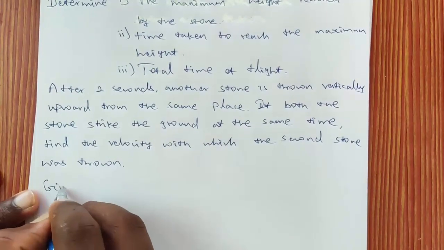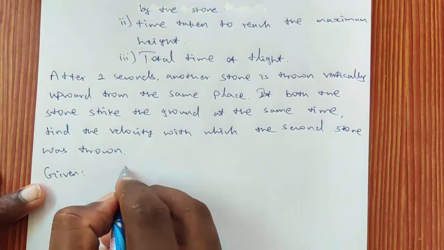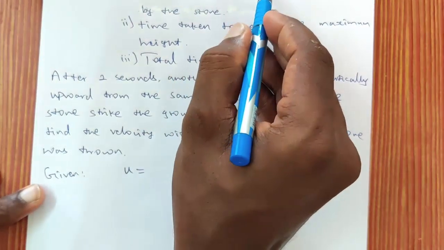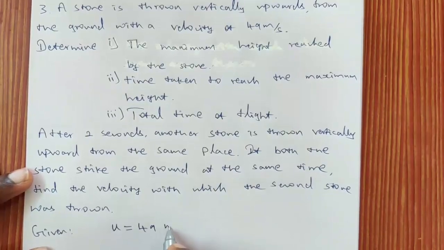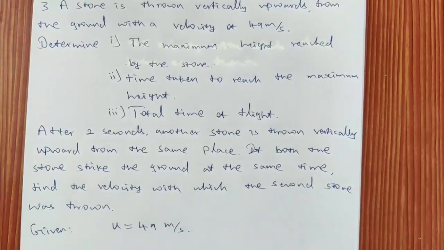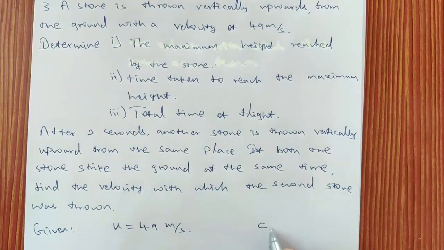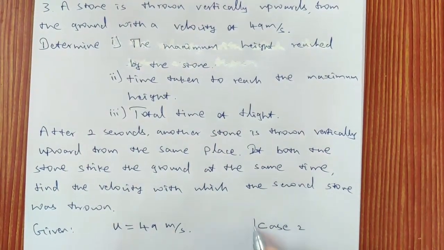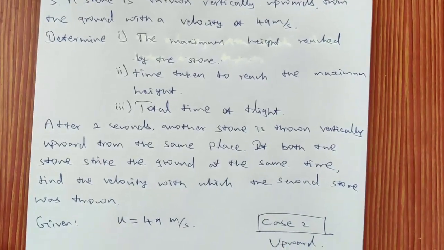So the given is the stone is thrown upwards with an initial velocity of 49 meter per second. So here the initial velocity u is 49 meter per second. Since the stone is thrown upwards, it comes under case 2, that is upward motion. Okay, fine.